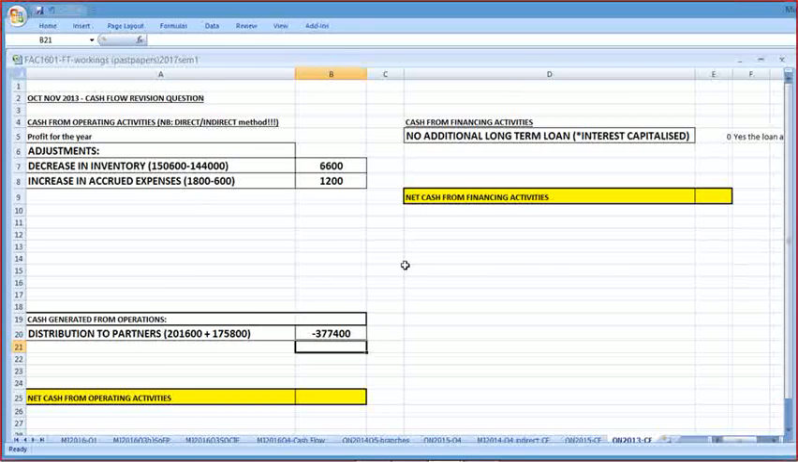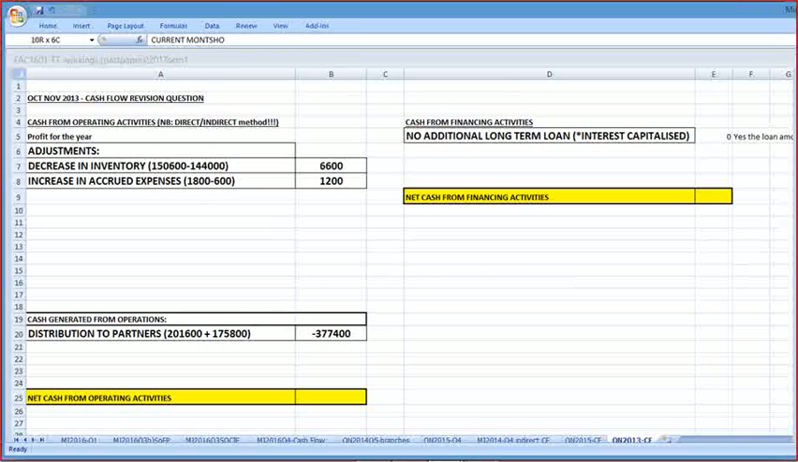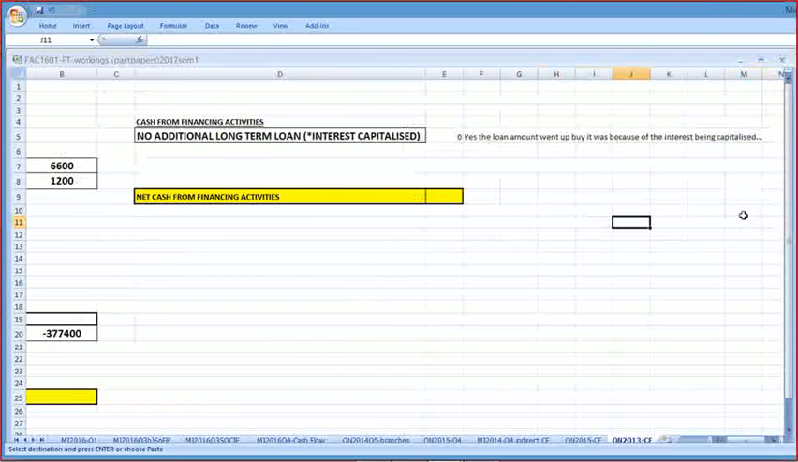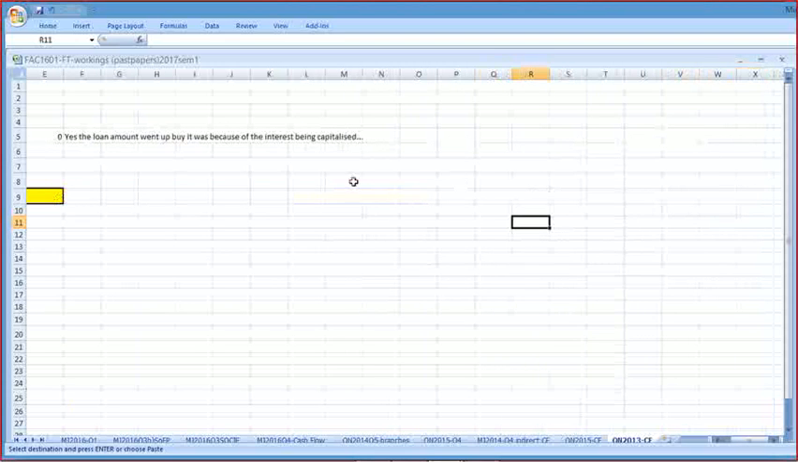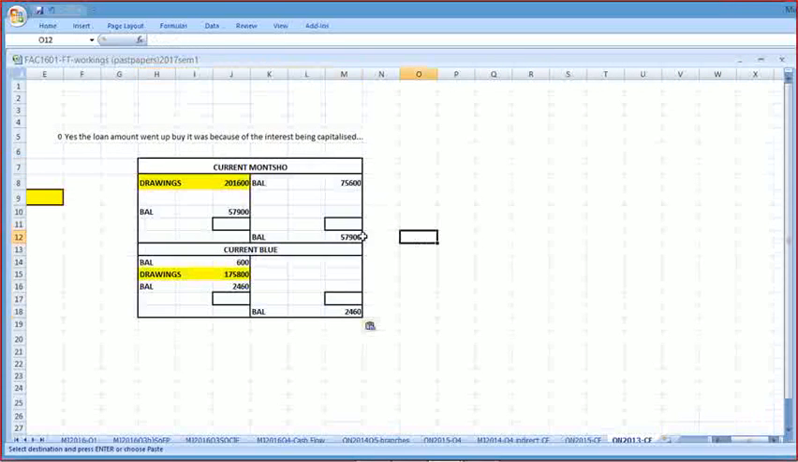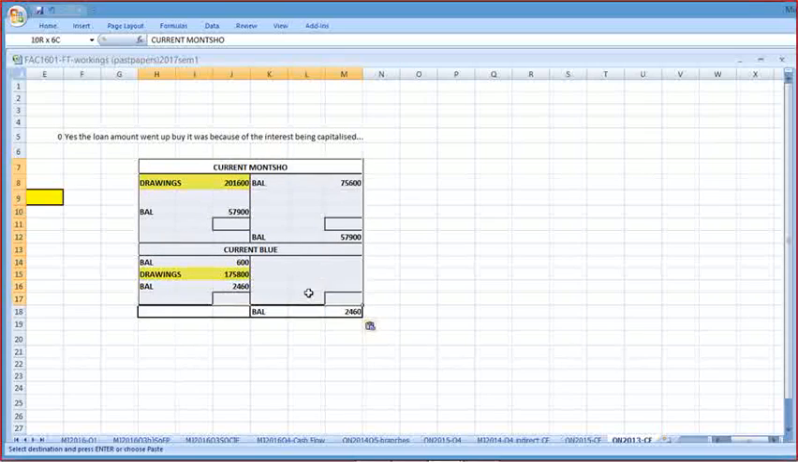Okay, maybe just to show you something else as well. You could have drawn up the current accounts if you wanted to, but it's not going to make much of a difference because you'll see you get the same balances. Okay, so you don't have to do this, but I'm just going to show it to you. Okay, here's current M and current blue.